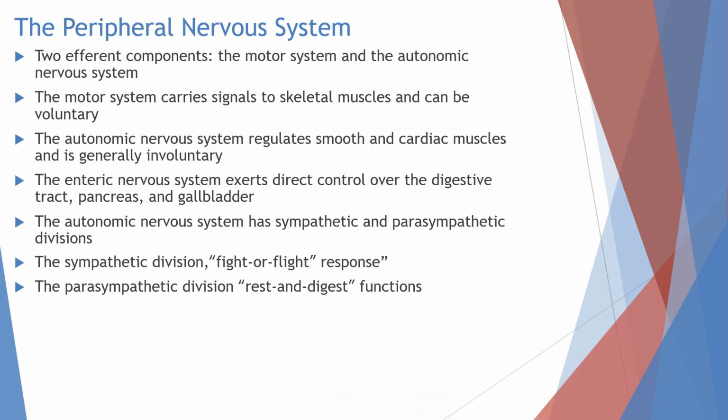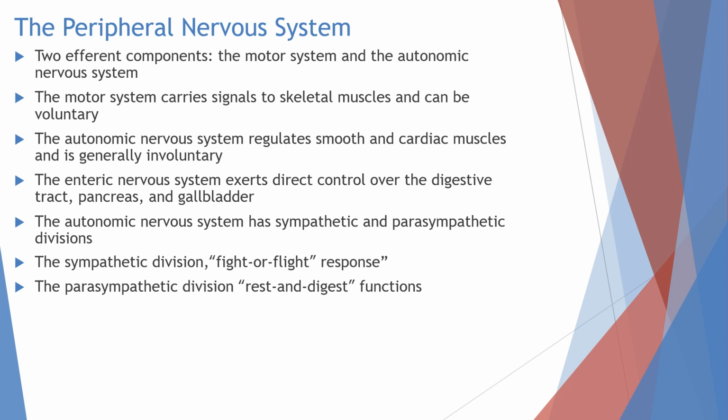Now, talking a little more about this part of the nervous system, there are two efferent components: the motor system and the autonomic nervous system. The motor system carries signals to skeletal muscles for voluntary actions and movements, such as walking or flexing our arms or moving our body. It's the output. Now, the autonomic nervous system regulates smooth and cardiac muscles. That's involuntary stuff, such as digestion and your heart. You don't need to think about it. It just regulates automatically.